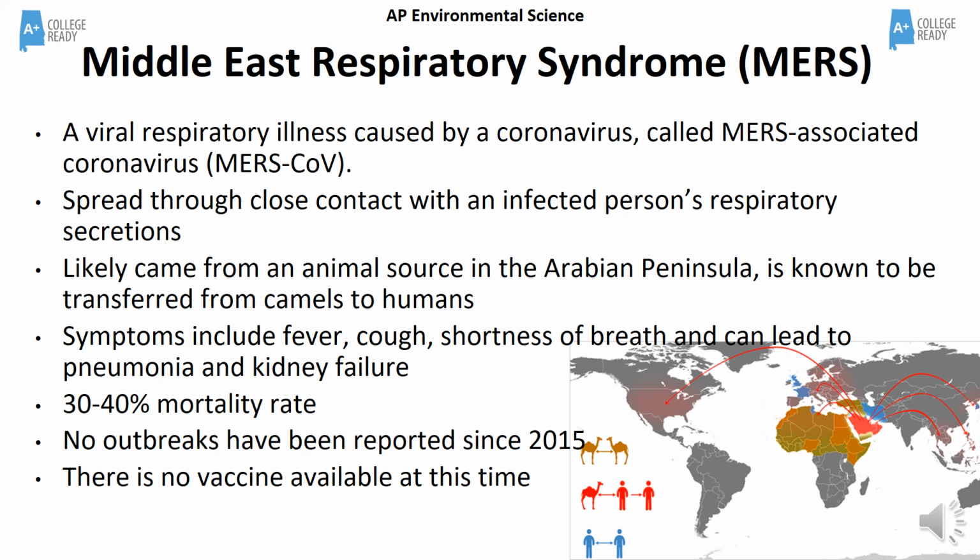MERS is a viral respiratory illness caused by another type of coronavirus. It's spread through close contact with an infected person's respiratory secretions. It likely came from an animal source in the Arabian Peninsula and is known to be transferred from camels to humans. Symptoms include fever, cough, shortness of breath, and can lead to pneumonia and kidney failure. It has a 30 to 40% mortality rate. No outbreaks have been reported since 2015. There is no vaccine available at this time.